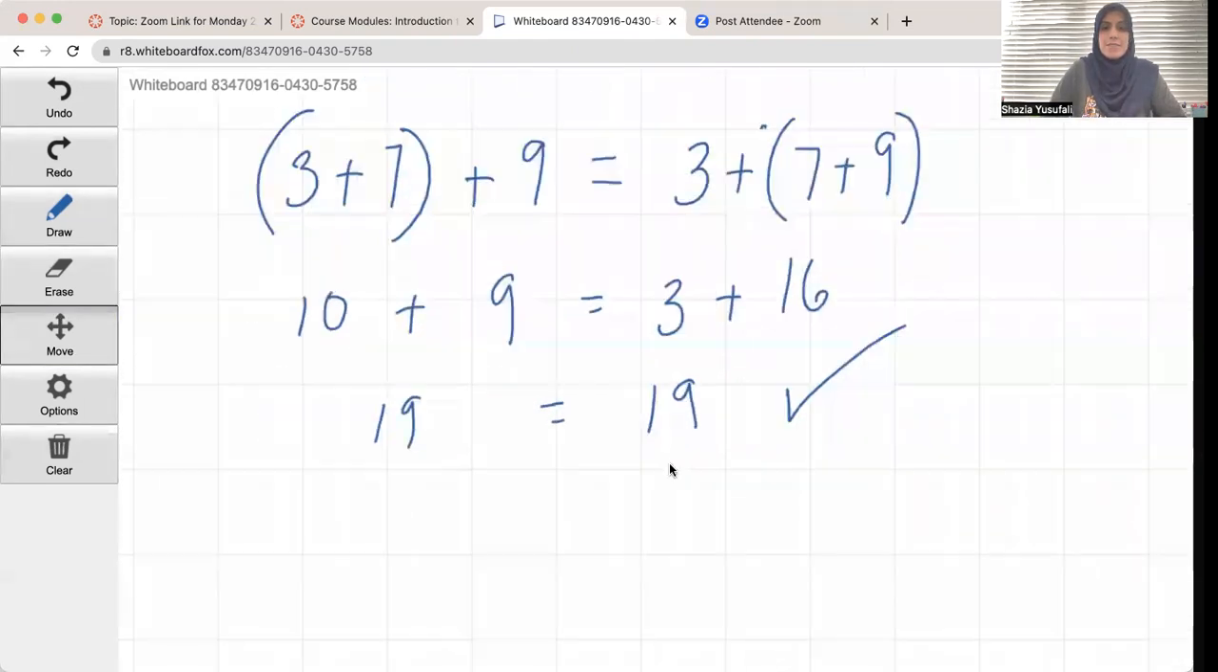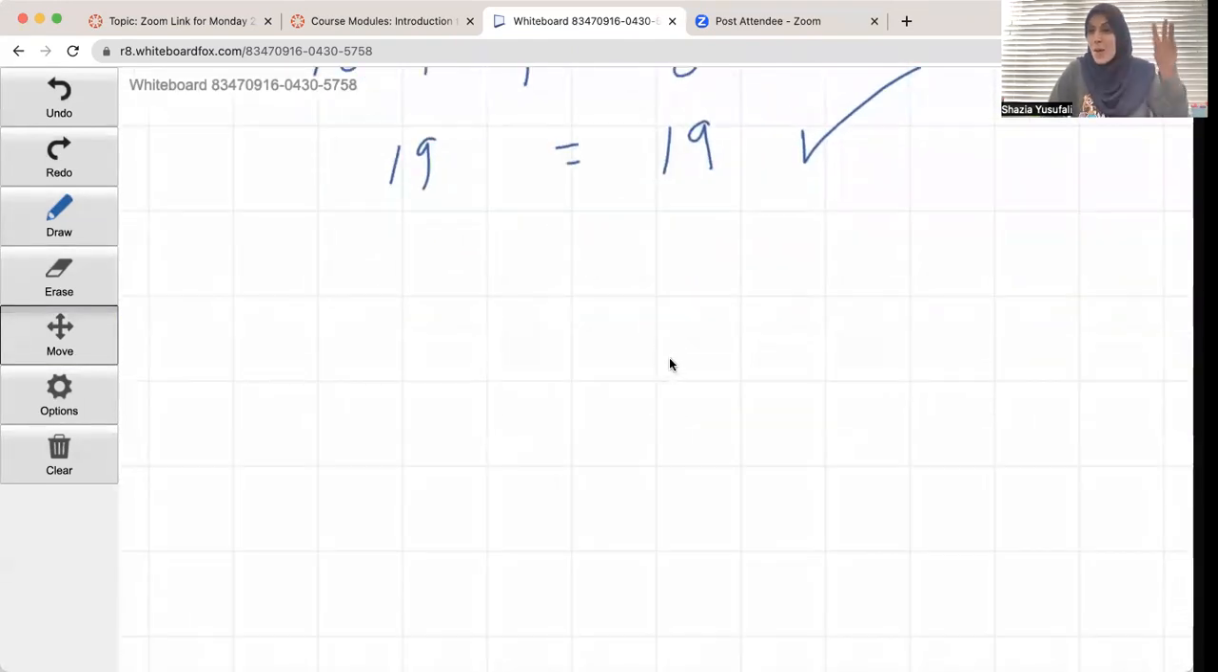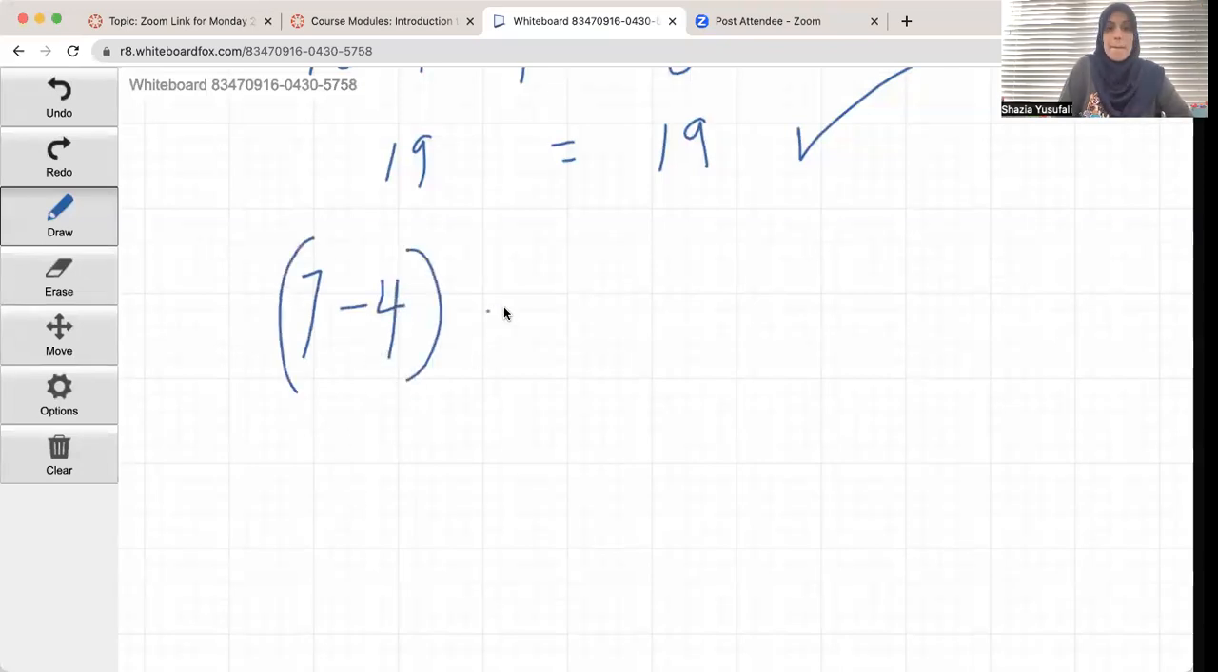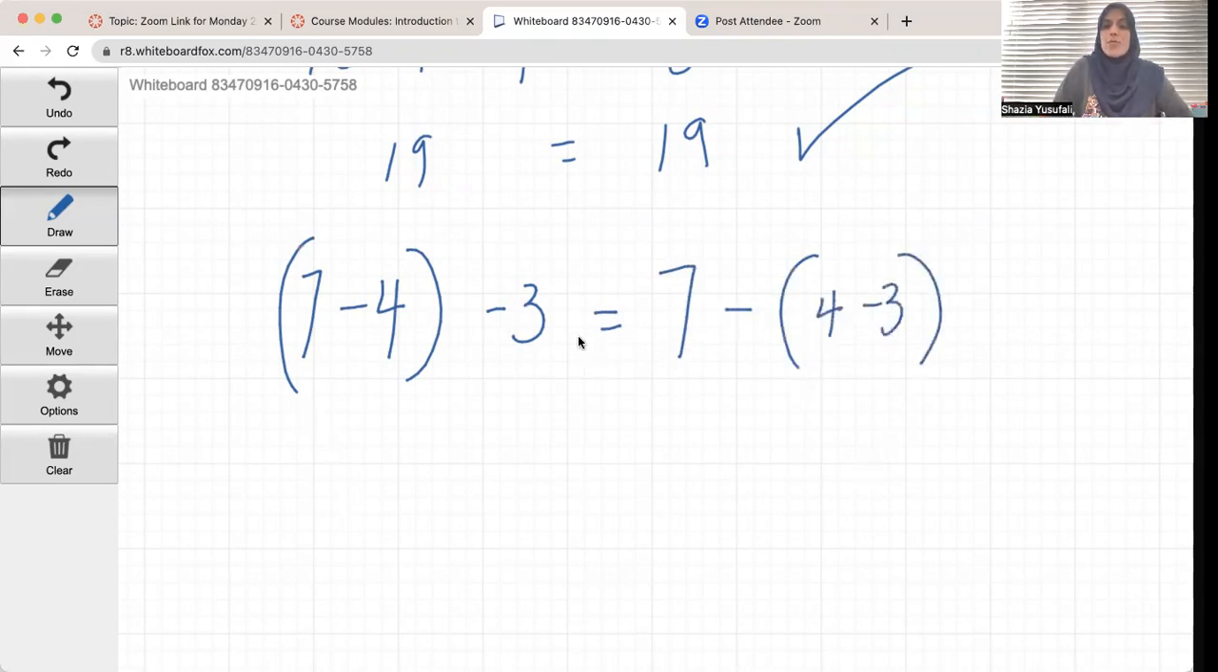So I'm going to bring this up. Now look at this one, and then it all makes sense. If I were to tell you 7 minus 4 in brackets, minus 3, is equal to 7 minus brackets 4 minus 3. Would you say this is an equal equation? Let's make a little line so we know we're not talking about the same thing. Would you say this is an equal equation? If I was in class, I'd say raise your hand, right? Well, let's look at it.